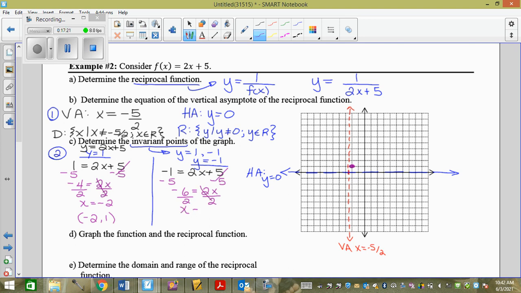X equals negative 3. So my other invariant point's at negative 3 and negative 1. So I go to negative 3 and negative 1. And there's my other invariant point. So I know the graph is going to exist... Remember the graphs always exist across from each other?